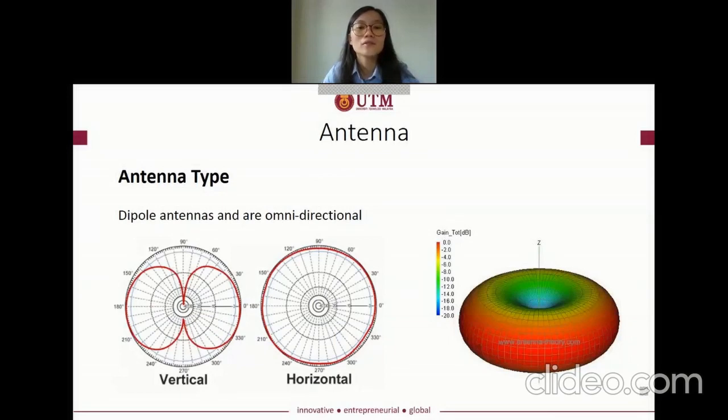This antenna consists of dipole antennas and is omnidirectional. In other words, the radio frequency energy can be propagated in 360 degrees in the horizontal plane. The radiation pattern when the antenna is oriented vertically is shown in the figure. The figure shows a radiation pattern resembling a donut shape that is symmetrical 360 degrees in the horizontal plane and has a vertical beamwidth of approximately 75 degrees. Therefore, a 3D radiation pattern is shown in the figure.